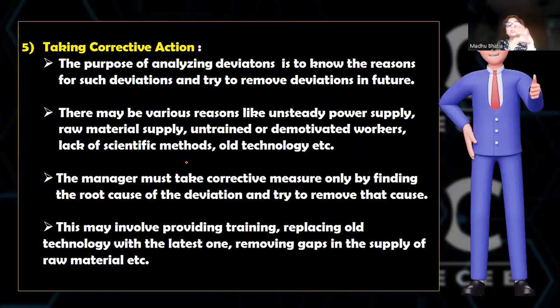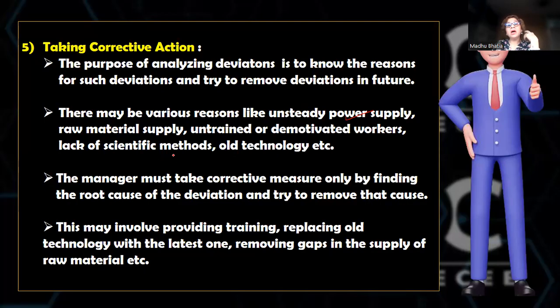First, the managers need to find out the reasons for the problems or the deviations. Now reasons may be various, like it may be unsteady power supply, काम पूरा क्यों नहीं हो पाया, labor cost हमारी क्यों बढ़ी, क्योंकि power supply कम थी, over time पे काम करवाना पड़ा, तो obviously labor cost बढ़ेगा, और raw material का supply कम हो सकता है.